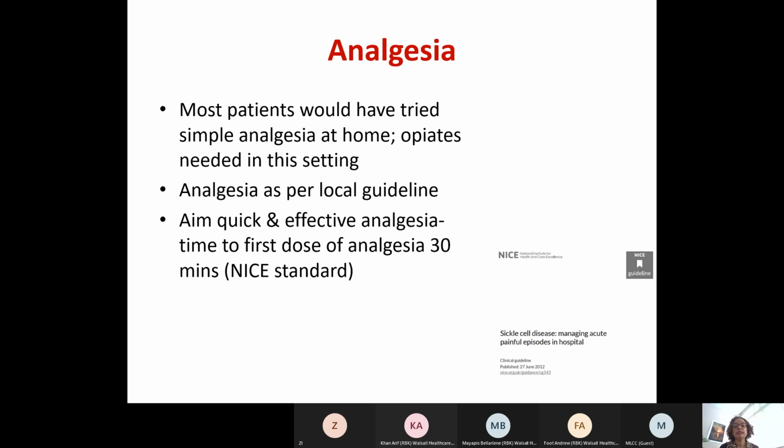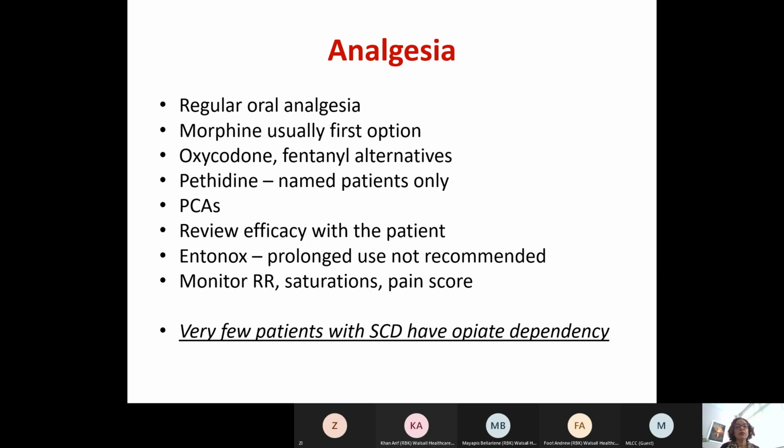It doesn't tell you what, it doesn't tell you how, but it just says we give pain relief within 30 minutes. And there is really good evidence that suggests that if you really get on top of pain quite quickly, it can shorten the duration of that crisis. So what pain relief do we use?